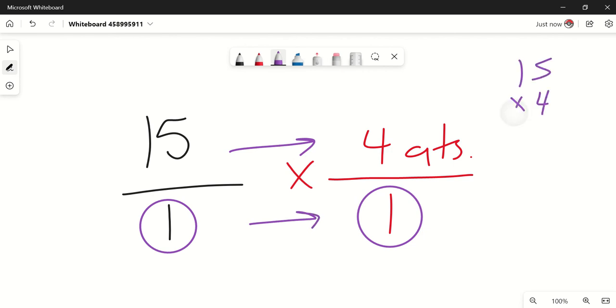15 times 4, off the top of my head, I believe that's 90, but let's check. 4 times 5 is 20. See, I'm wrong. It wasn't 90, it was 60. 4 times 1 is 4 plus 2 is 6, so 60. So my answer is 15 gallons equals 60 quarts.